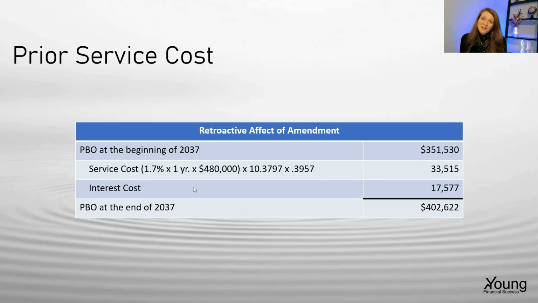So we add another $33,515 for one more year's worth of work. She's going to be making more. She's got another year. She's another year closer. So we need to make sure we record that.